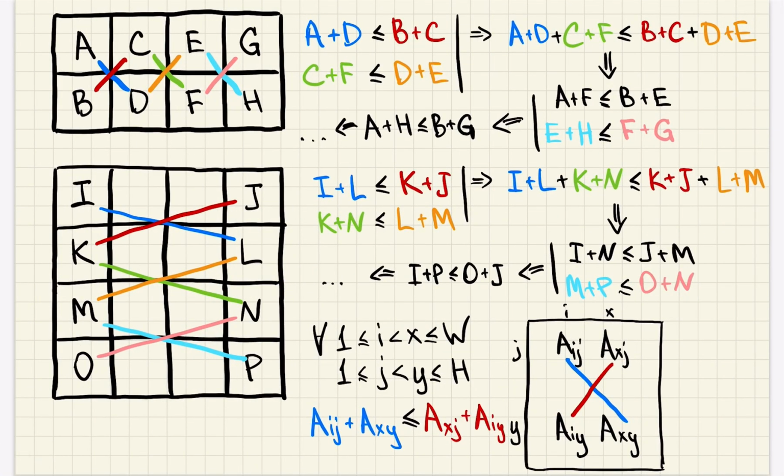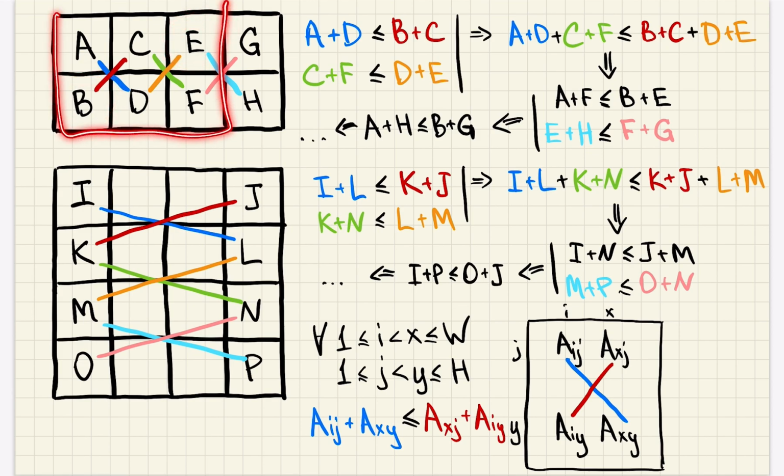Okay, let's prove something. A lot of letters here, but it's very easy actually. Let's look at this 2 by 2 square and this 2 by 2 square. From the first one we can see that a plus d is at most b plus c, and from the second c plus f is at most d plus e. We can sum up these two inequalities and get this inequality, and we can see that both of them have c and d in summands, so we can cancel them out, and we will get a plus f is at most b plus e.